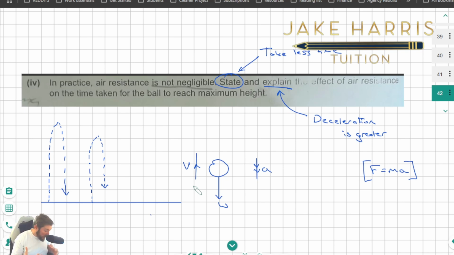If we now include air resistance in this, we also have air resistance, or drag, acting in the same direction as the weight. So the resultant force has increased. So the deceleration has increased, which means it decreases its velocity to 0 more quickly, which is the explanation for this question.